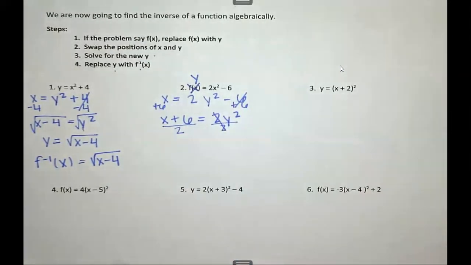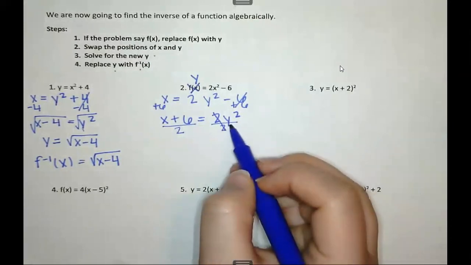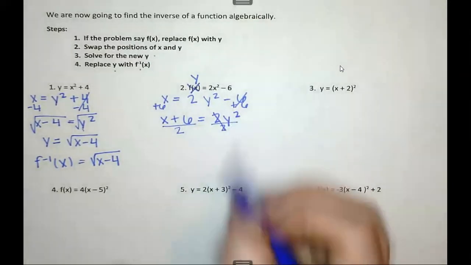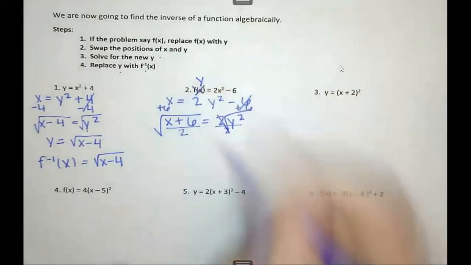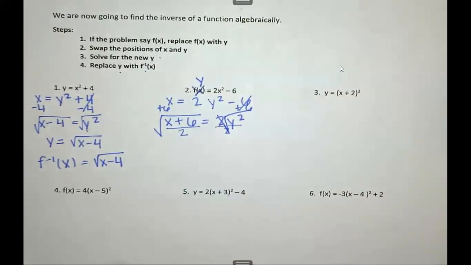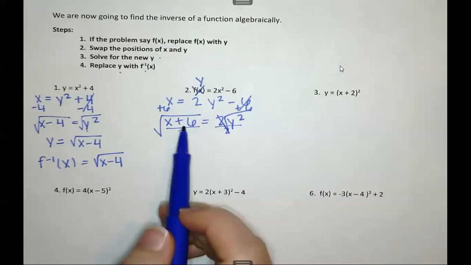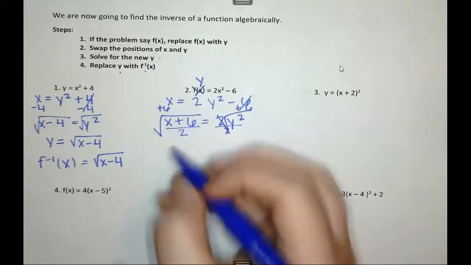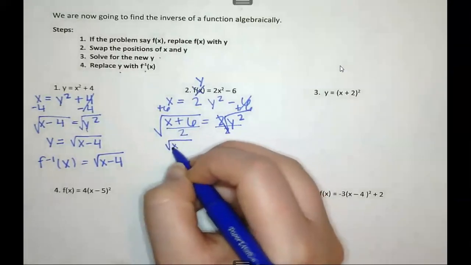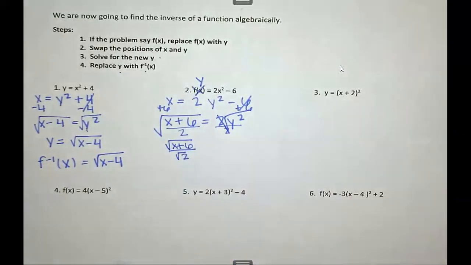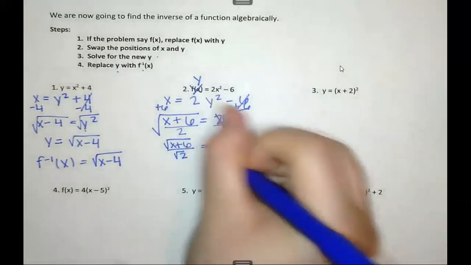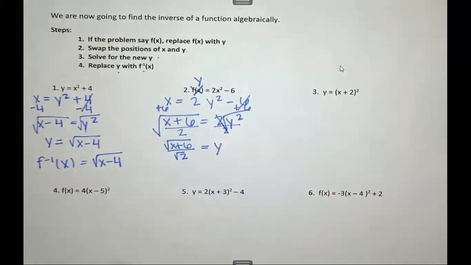Now that that has gone away, all I'm left with is y squared. And to get rid of a square, I simply take the square root. Now, we are taking the square root of this entire side. So this is like having the square root of x plus 6 over the square root of 2 is equal to y.